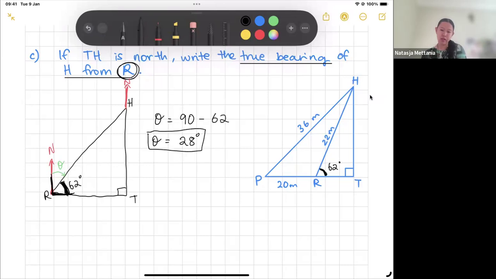Hopefully that makes sense. Bearings can be a little bit tricky to understand. If you need any more help, there is a video on my channel on bearings.